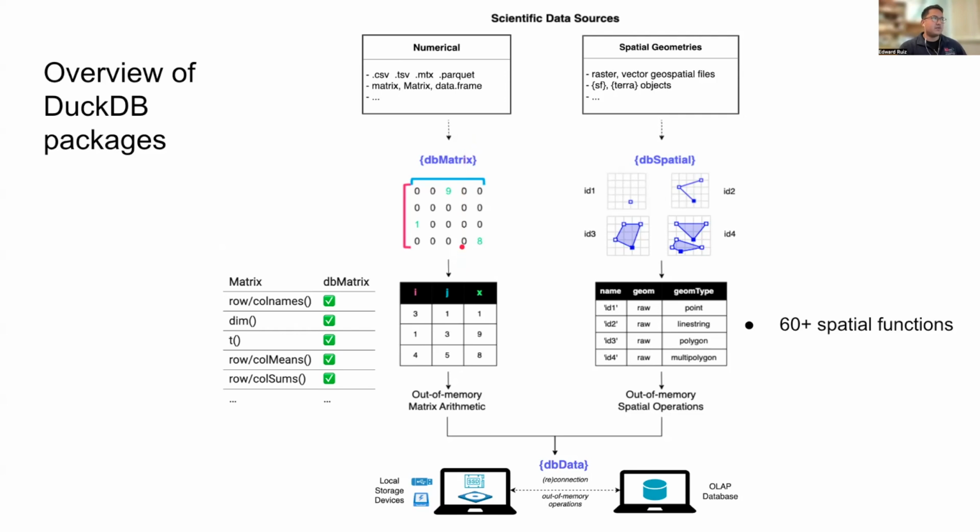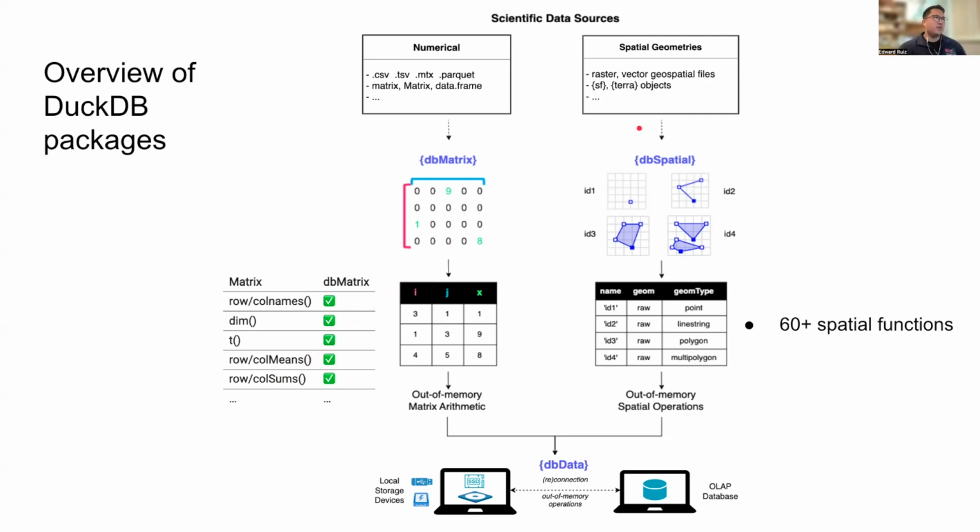Bring those into DB Matrix, and we have our own internal representation of these matrices that is compatible with DuckDB. It's essentially a triplet vector representation, and we're building out a whole bunch of generics based off of our familiar matrix package methods that we use all the time, like row names, column names, dim, transpose, and a whole bunch of other statistical methods that you would expect to be able to run on matrices.